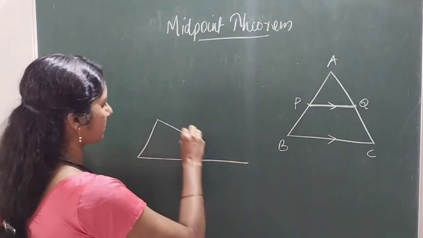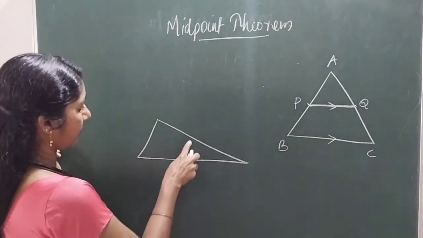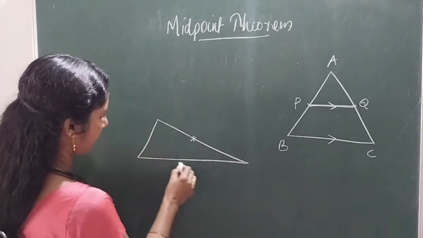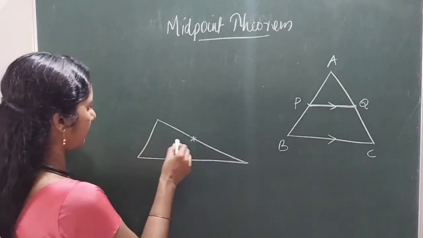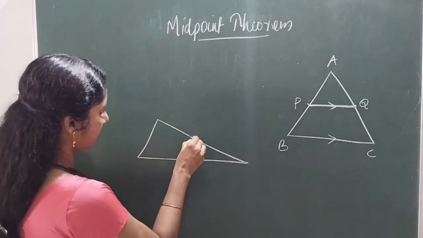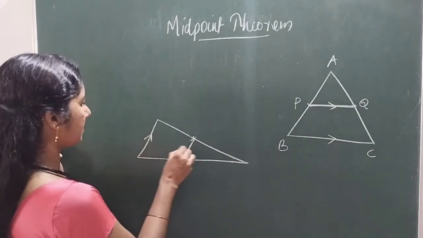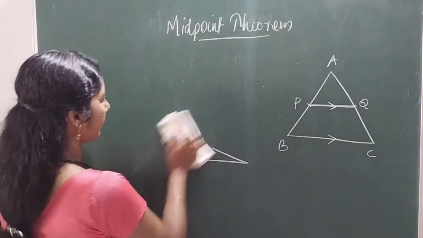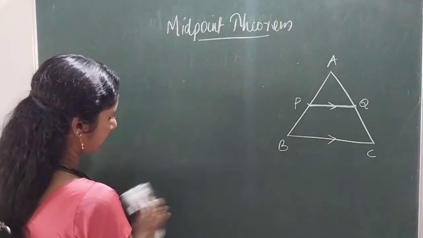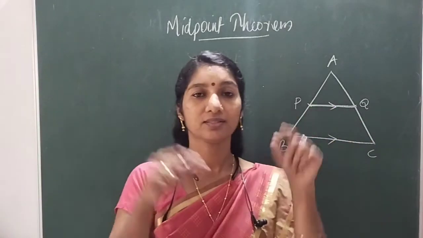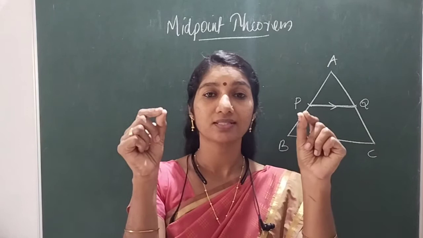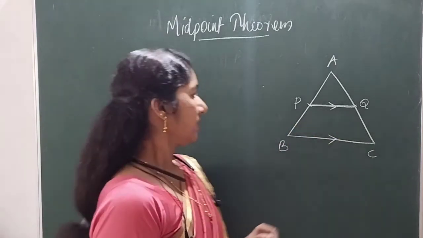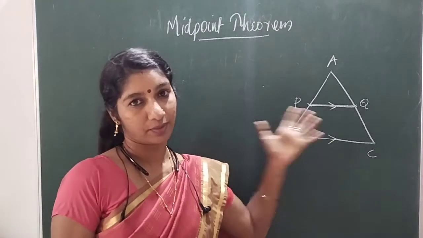You can just try drawing any type of triangle. In any triangle, suppose you have taken one triangle like this, and you take these two sides. See, its midpoint is here, its midpoint is here. Measure it and mark. Then this is the line segment joining the midpoints. See, you will get a line parallel to the third side. Okay. This is midpoint theorem. So what does midpoint theorem say? In a triangle, the line segment joining the midpoints of two sides will be parallel to the third side. We need to give proof for this statement.